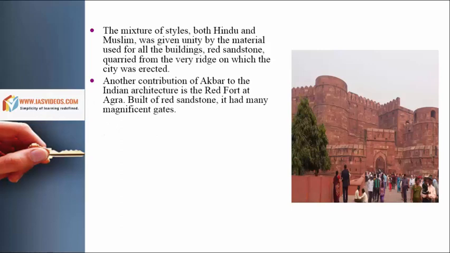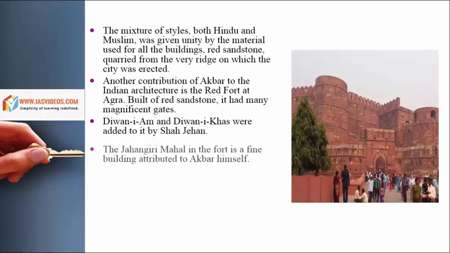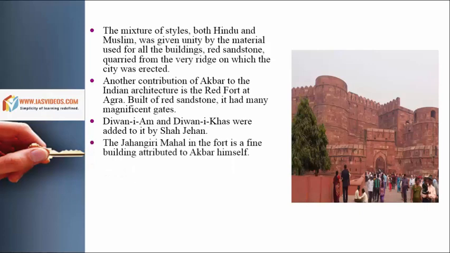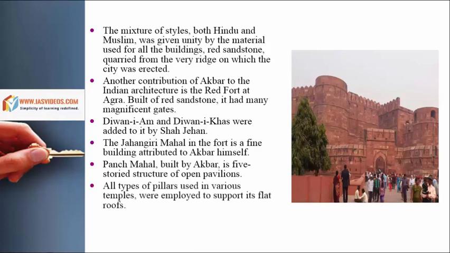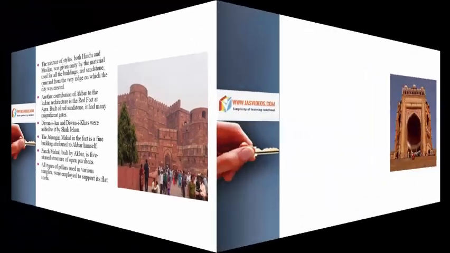Another contribution of Akbar to Indian architecture is the Red Fort at Agra, built of red sandstone. It has many magnificent gates. The Diwan-i-Am and the Diwan-i-Khas were added to it by Shah Jahan. The Jahangir Mahal in the fort is a fine building attributed to Akbar himself. Panch Mahal, built by Akbar, is a five-storied structure of open pavilions. All types of pillars used in various temples were employed to support its flat roofs.